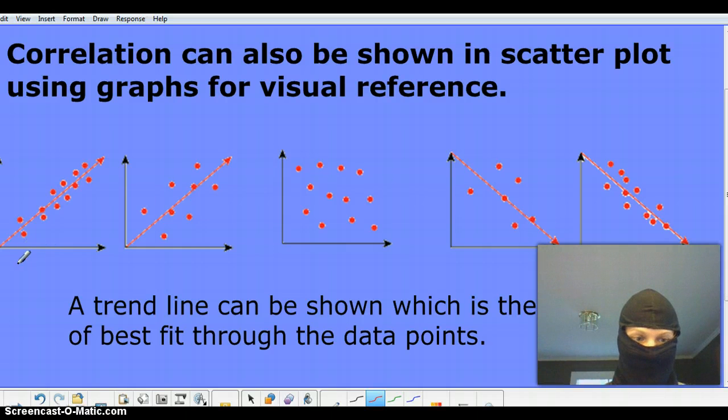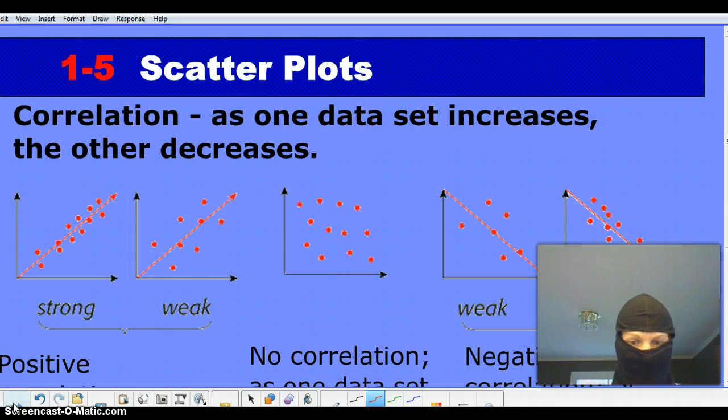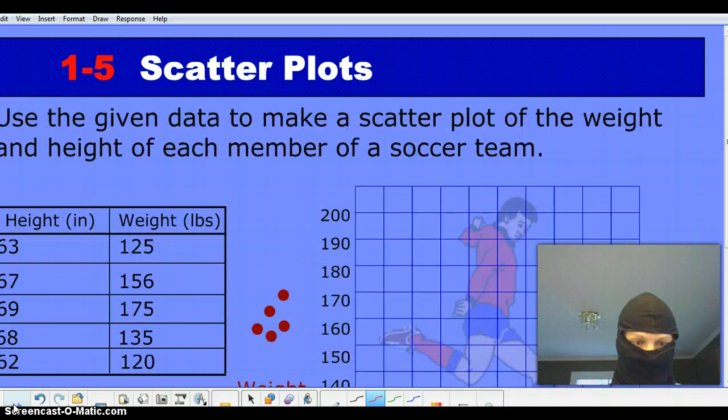So we called this one a strong fit. And then this is a weak fit. It's positive, but barely. And we do the same thing for the negative. This would be a weak negative, and this would be a strong negative, because those points are nice and tight, close to the trend line. So just as I just said.